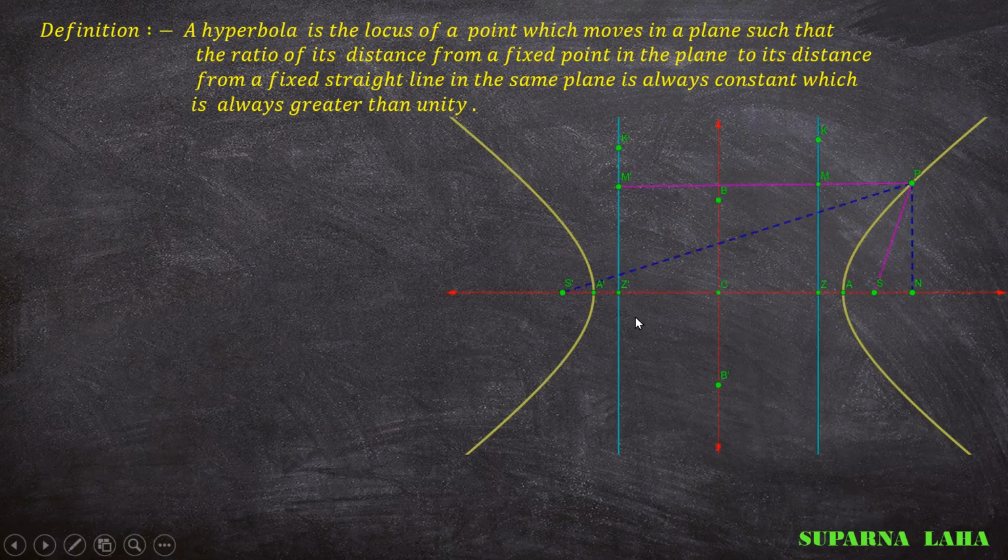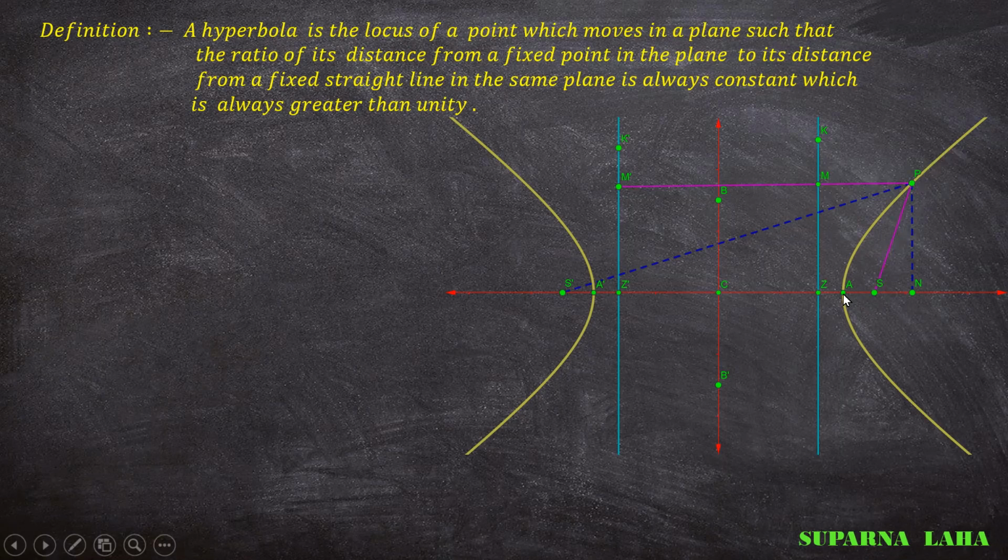So here is the figure of the hyperbola. This yellow curve represents the figure of the hyperbola. If you take any point P on the curve, the distance from the fixed point S, that is SP, and PM are always in a constant ratio, which equals E.